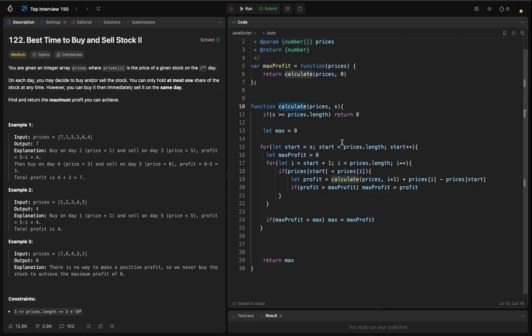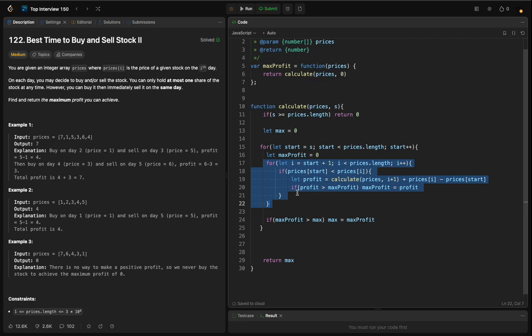The code here iterates through the days starting from the start index, as you can see. For each start day, it calculates the maximum profit that can be obtained by buying on that day and selling on a future day when the price is higher. It does this by iterating through the days after the start. This second loop is represented by the inner loop.